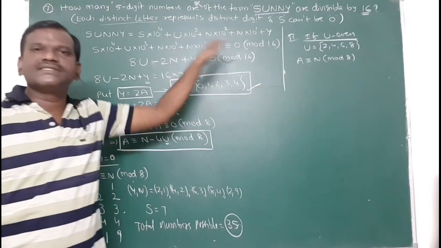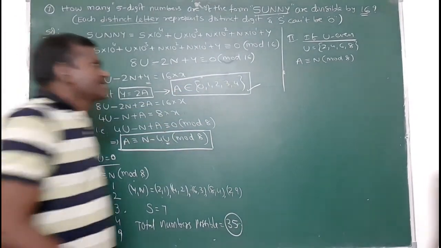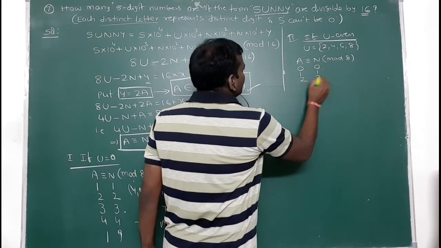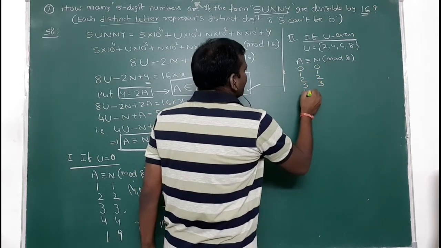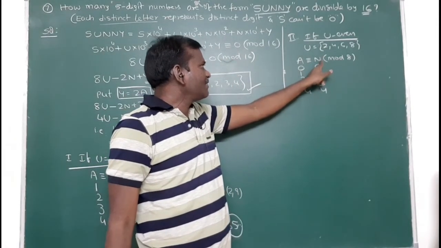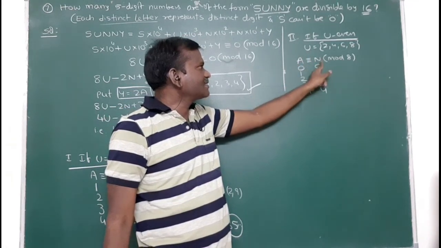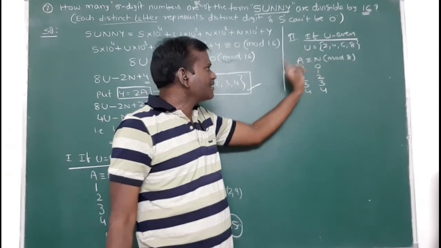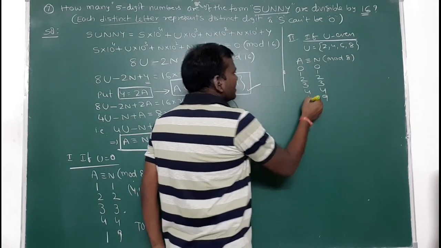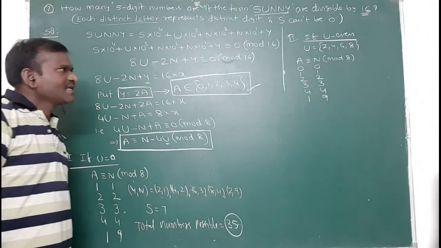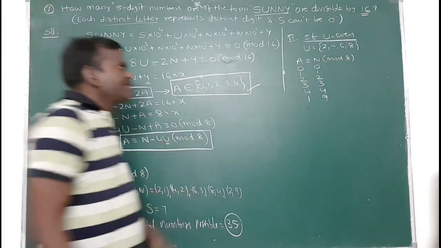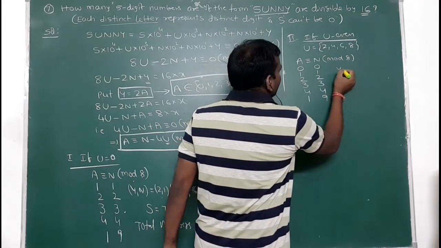But here A may also be 0. So 0, 0, 1, 1, 2, 2, 3, 3, 4, 4. And is 5 possible here? No, 5 is not possible, 6 not possible, 7 not possible, 8 not possible. If I take 9 here, then I can write 1 as possible. So here 6 possibilities are there.